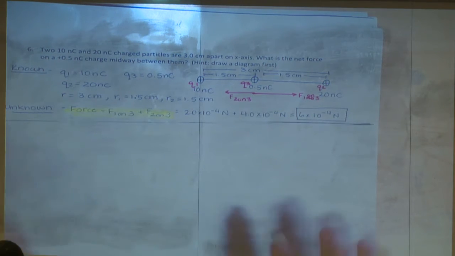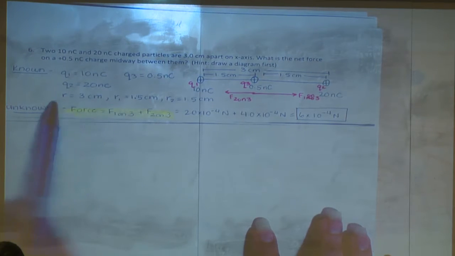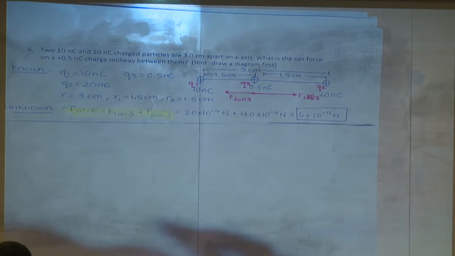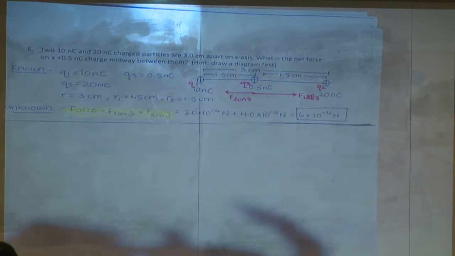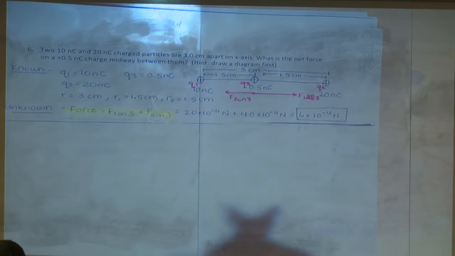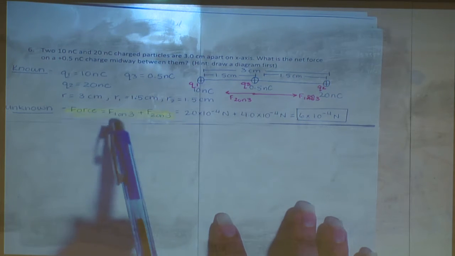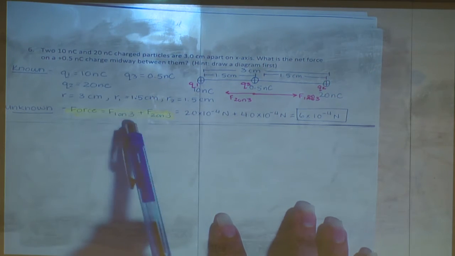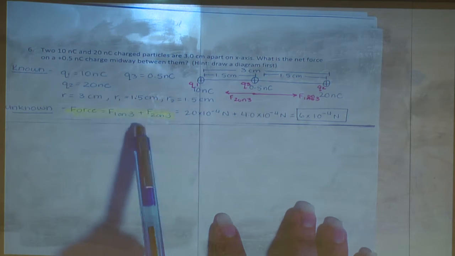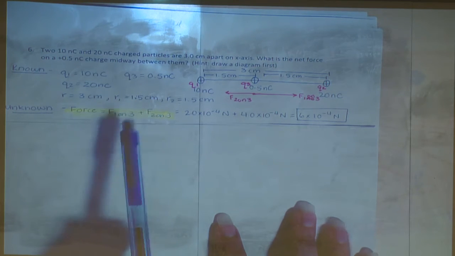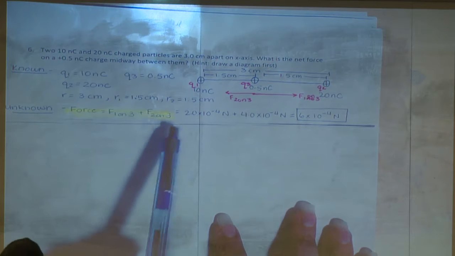So our known is obviously the 3 charges and then the distance between them. We're looking for the net force. When we are asked to calculate net force, we don't subtract anything, but we add. So to calculate the net force, we're going to be adding the force of charge 1 on charge 3, and then we're going to be also adding the force that is exerted from charge 2 onto charge 3.